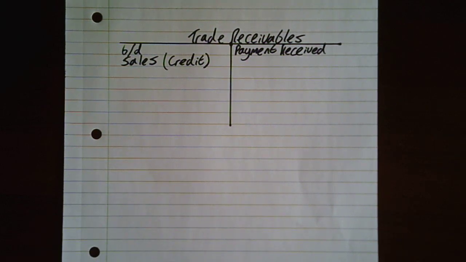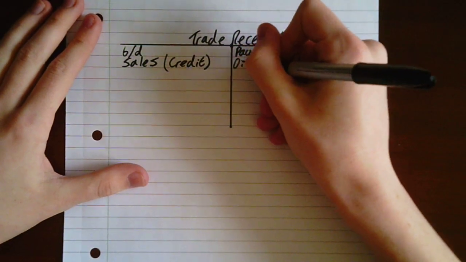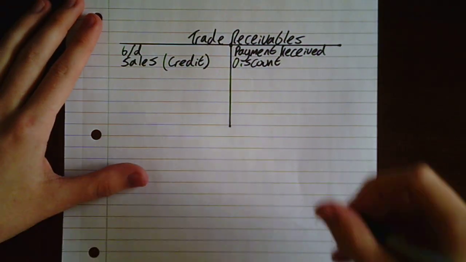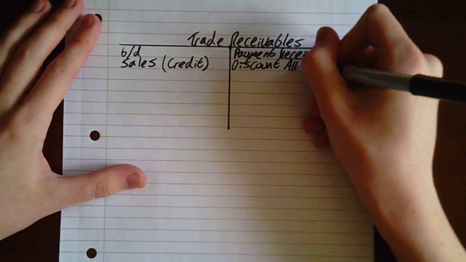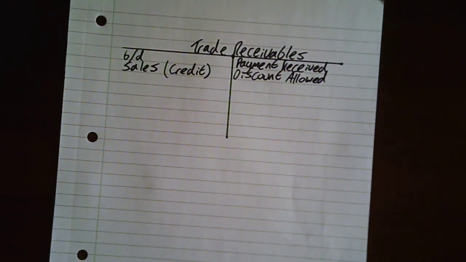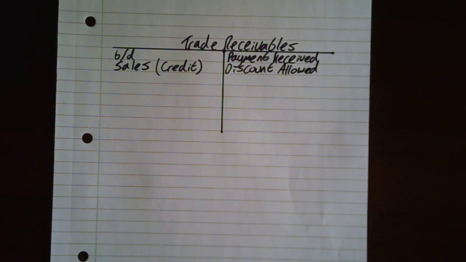Okay, another thing that can lower the amount owed to us by trade receivables is discount allowed. That is an expense in the income statement. And basically, say if we sold goods and we give them a discount, they're obviously going to owe us less because we've said they can pay us less. Very simple, that one.